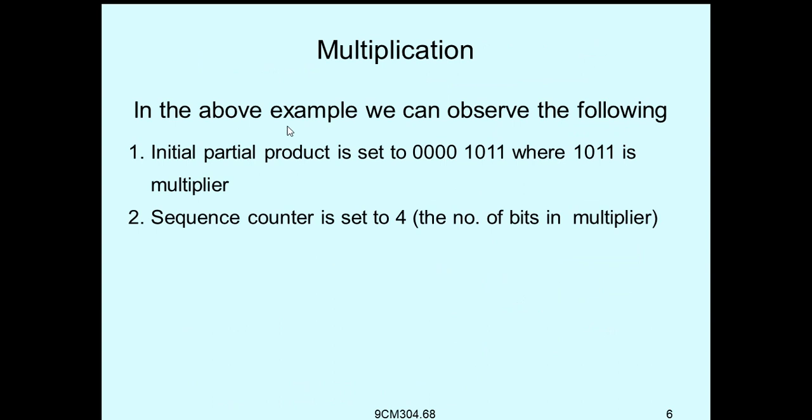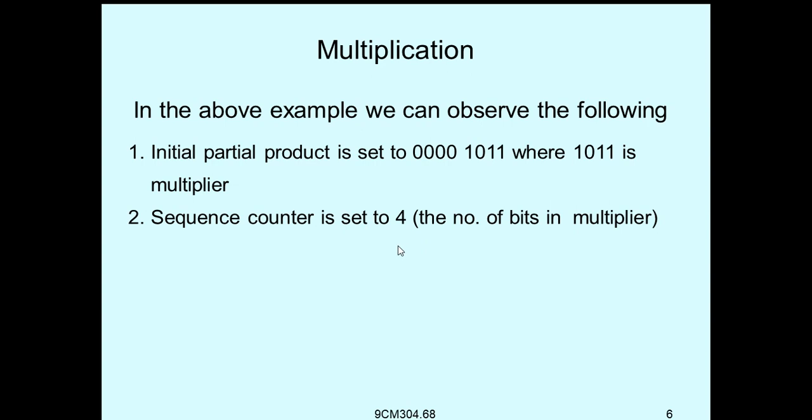So in the above example, we can observe the following. The initial partial product is set to 0000, followed by the multiplier 1011, where the product is initially set to 0, and then the sequence counter should be set to 4 itself.